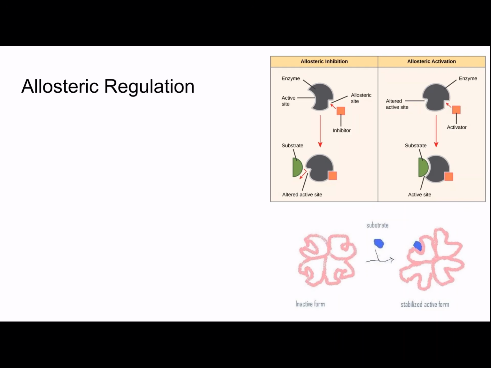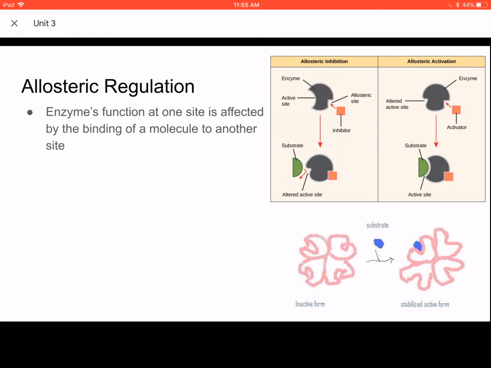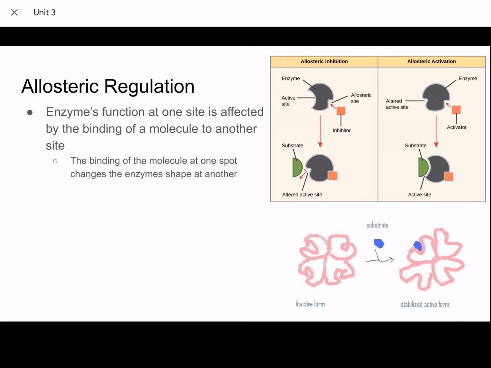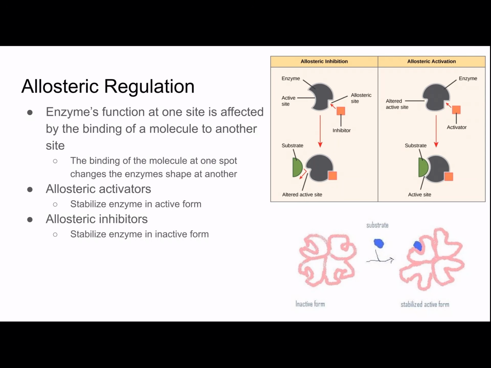So this is more regulation, allosteric regulation. And allosteric basically means a change in shape. So the enzyme's function at one site is affected by the binding of a molecule to the other site. So the non-competitive inhibition we talked about would be an example of allosteric regulation as well. So again, the binding of the molecule at one spot changes the enzyme shape at another. There are allosteric activators, which basically stabilize the enzyme in active form, and allosteric inhibitors, which do the opposite. They stabilize the enzyme in inactive form.